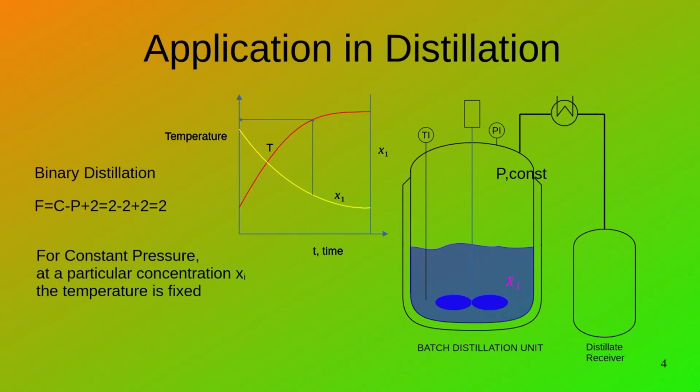Therefore, this allows us to control the distillation process. In short, by knowing the still temperature, we can control the distillation process. That is, we can decide when the distillation process should stop. Why? Because the temperature is related to the bottom concentration.